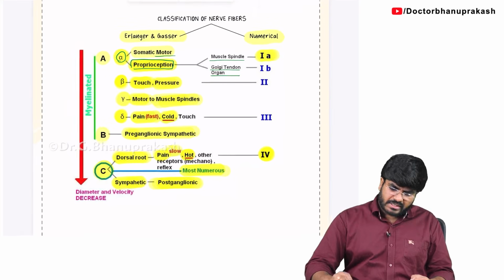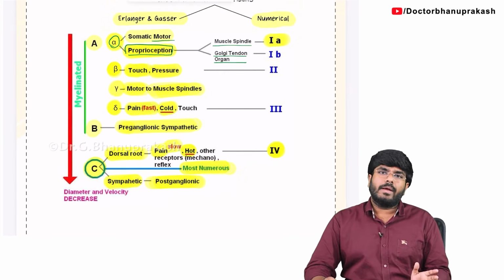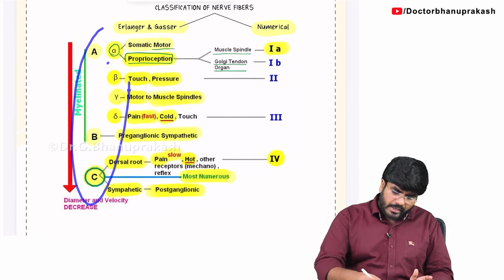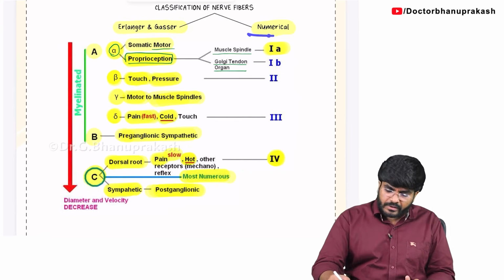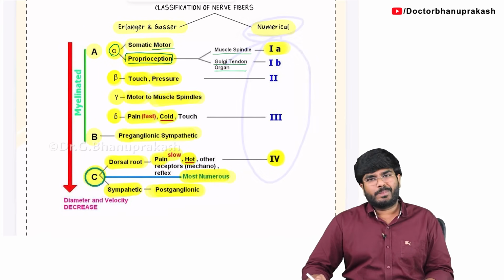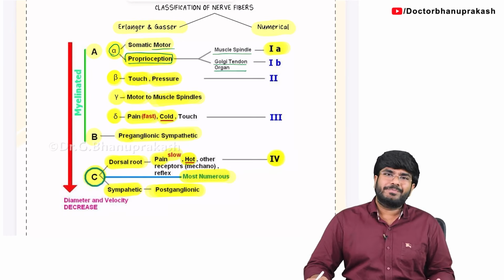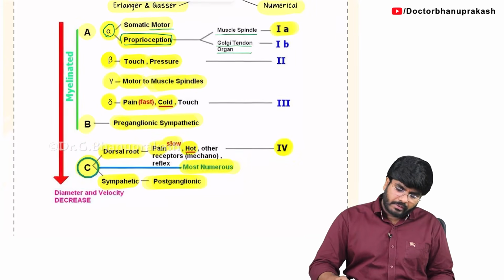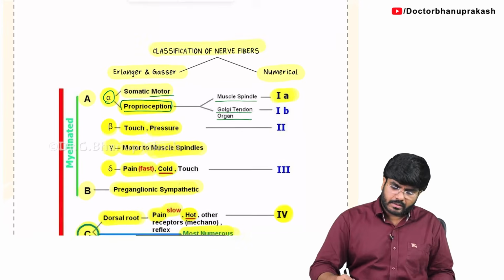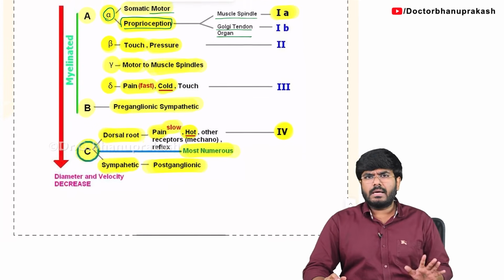See, it's the same neuron. According to one classification they are called A, B, C. According to a different classification they are called 1, 2, 3, 4. But they are the same fibers. So with this, we have successfully completed the classification of neurons, or nerve fibers.